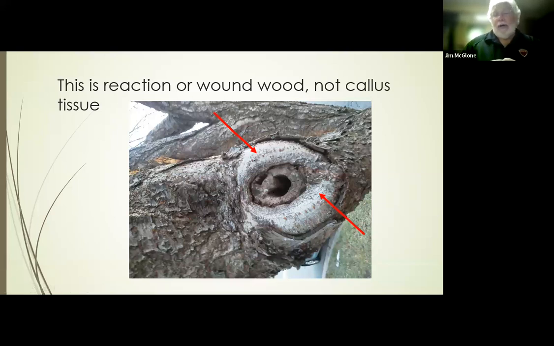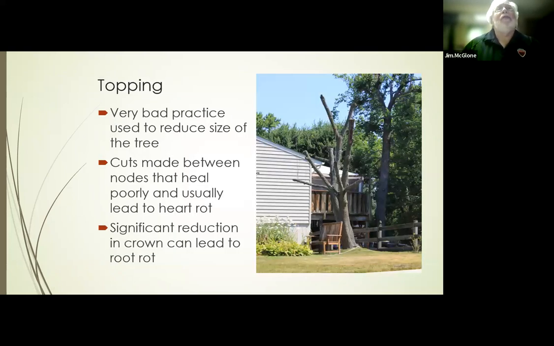Now, one of the practices that's not part of the natural pruning system that we run into frequently is topping. People do this, I think, because the tree they think gets too big. And so what they do is they top the tree. And this is making heading cuts between branch unions. In the natural pruning system, all pruning cuts are made at branch unions.